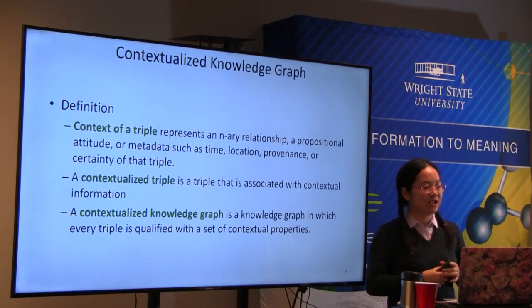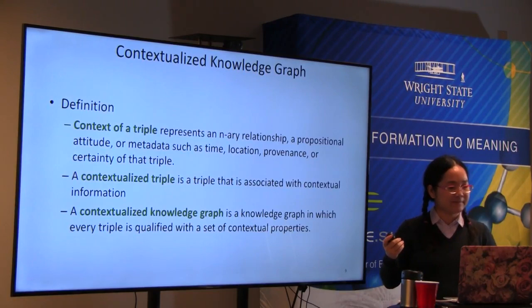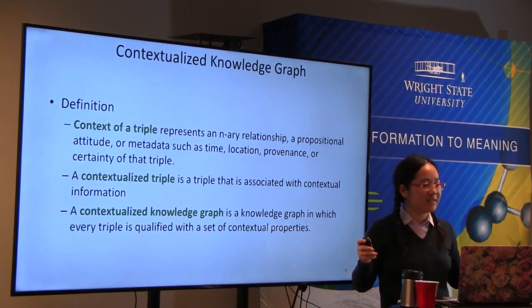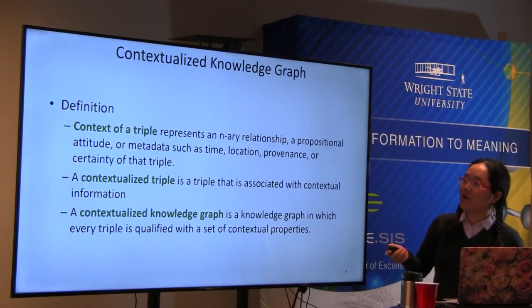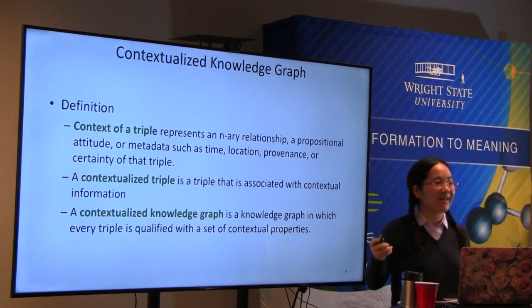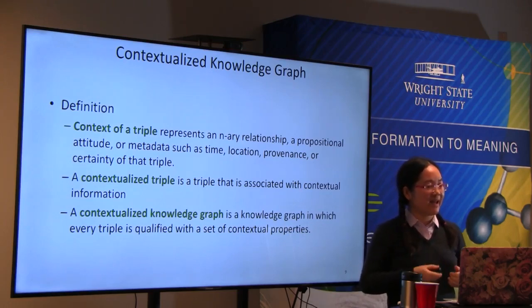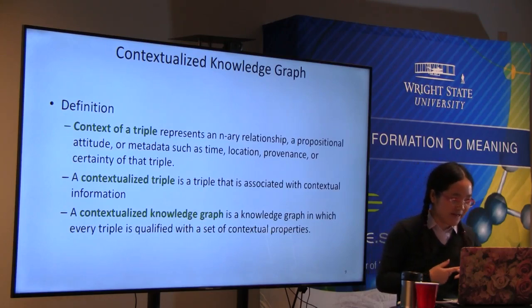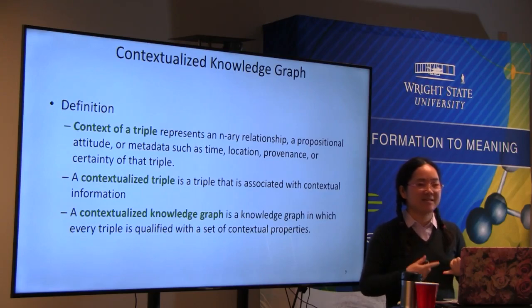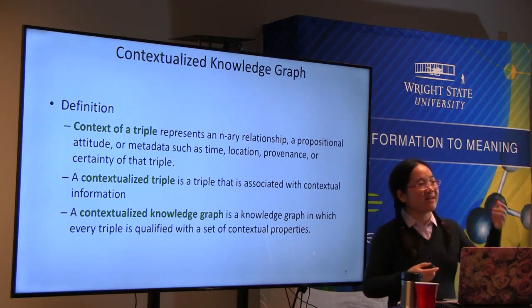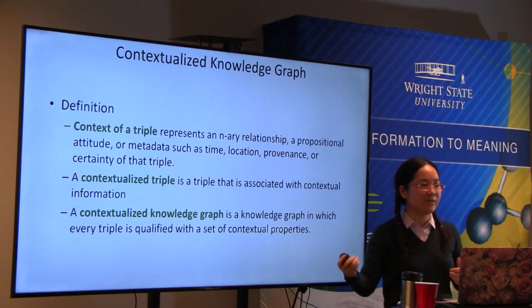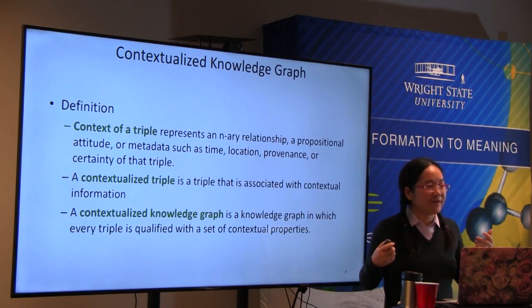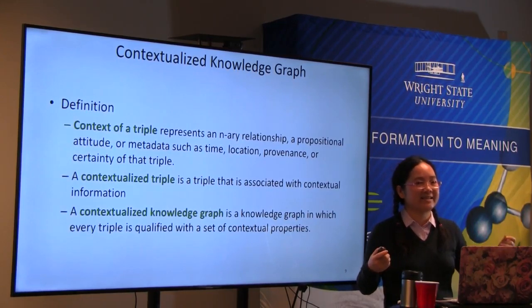So here I propose a new term that is going to be the focus of this work, that is contextualized knowledge graph. You have heard of knowledge graphs from Google and other places, but here we talk about a contextualized knowledge graph. So I provide a few definitions. First, the context of a triple. The context of a triple represents many things. It can be an entity relationship, a propositional attitude, or metadata such as time, location, provenance, certainty, and so on. A contextualized triple is a triple that is associated with context. And the last one is the contextualized knowledge graph: a knowledge graph where every triple is contextualized, simple like that.